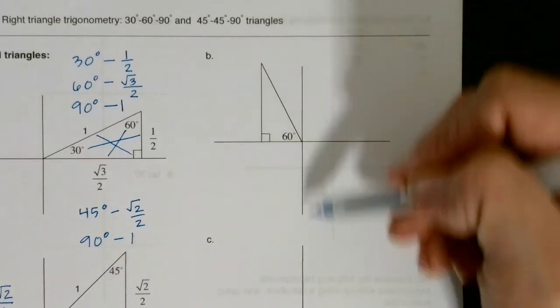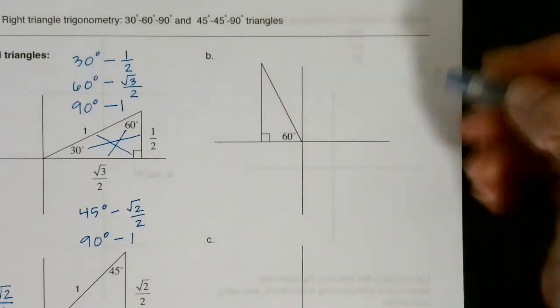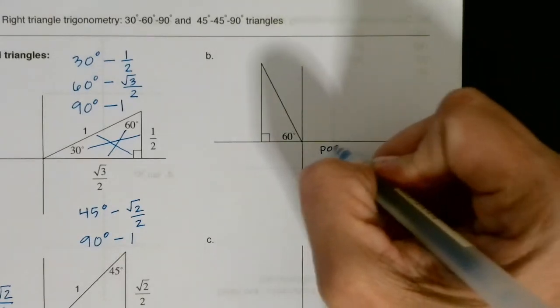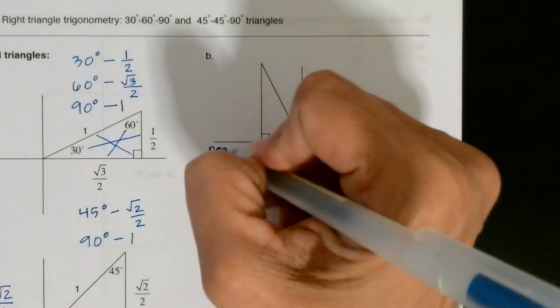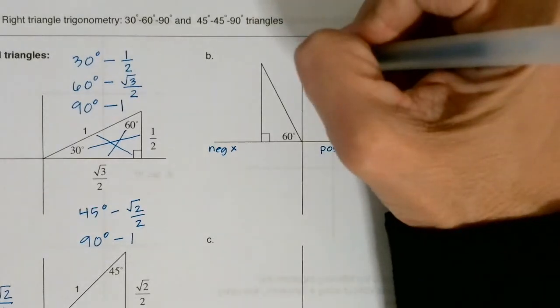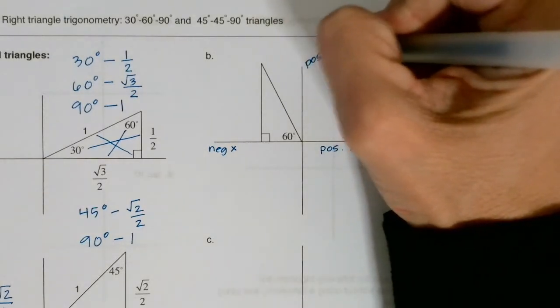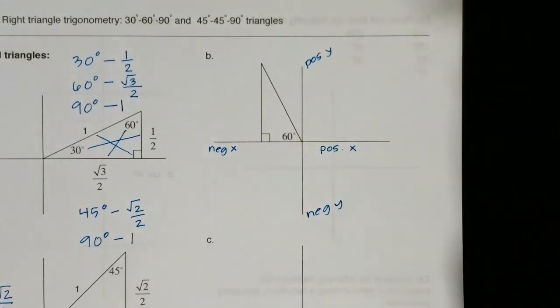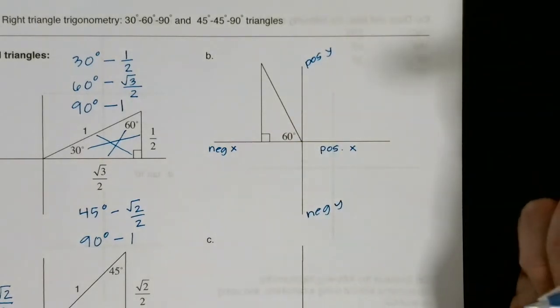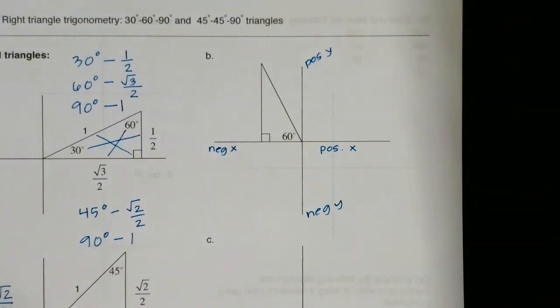Now you can see we have our grid. I want you to write right here positive x, because this is the positive x-axis, negative x-axis. This is positive y-axis, and this is negative y-axis, right? The reason I want you to write that is because that comes into play.